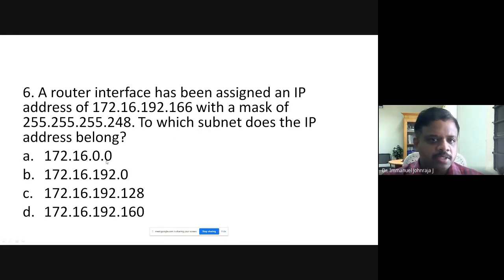It is not belonging to this, because the mask is very big. It is not belonging to this and this. This is going to be 128. I'm sorry, it's going to be 160. That's the last value. All right. So this is how we should find the answer for this.